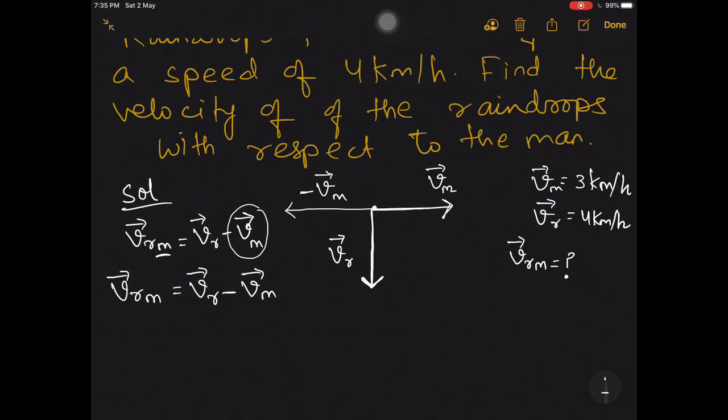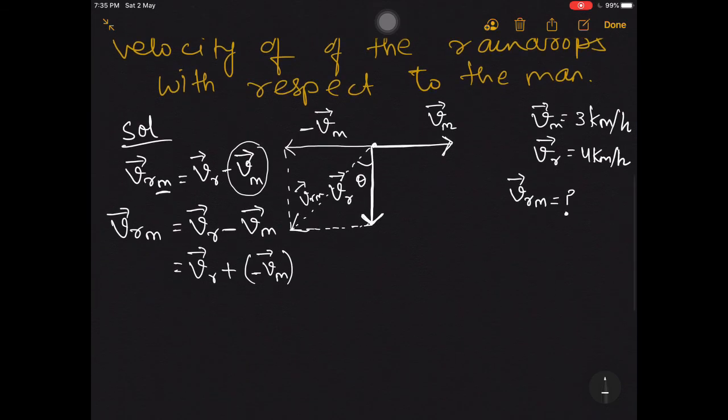Okay. Now what I will do, I will complete this parallelogram. Because here I have to add minus Vm to Vr. So that's what we are doing. We are completing this parallelogram, and then we know the diagonal will give me the resultant. So this is the velocity of raindrop with respect to man. Okay. Let us denote this angle by theta. I am redrawing this diagram in case you are not understanding.